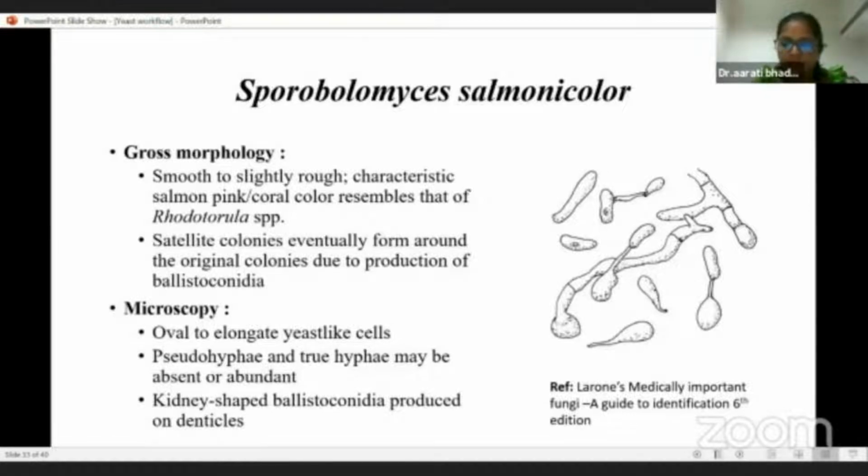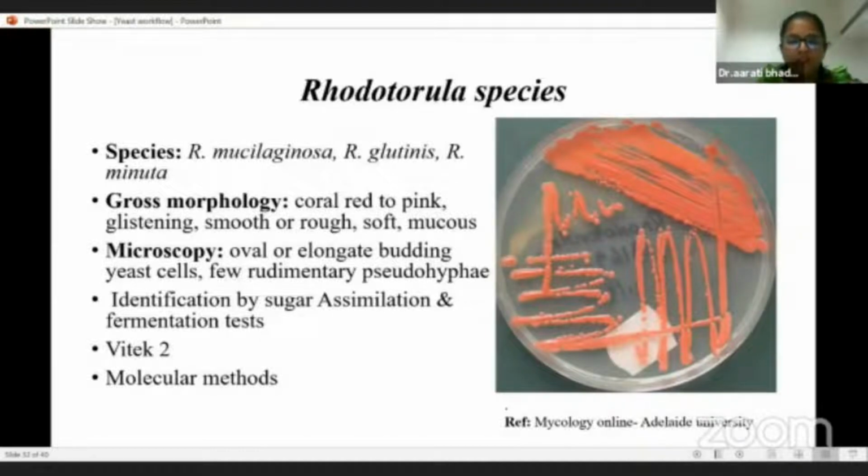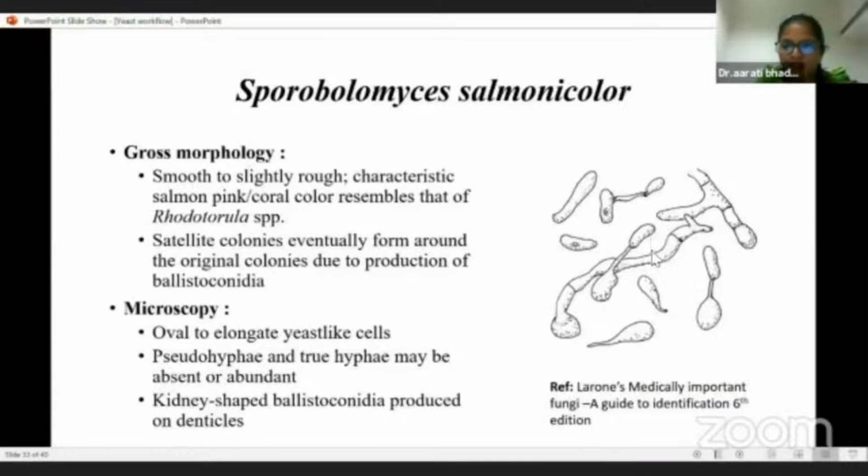So if this type of colony has come, if it is budding cells, then it is going towards Rhodotorula. But if it is giving rough structures like this, having true hyphae, pseudohyphae with ballistoconidia on denticles, then it will go towards Sporobolomyces salmonicolor. So to identify this species, on the cornmeal agar, we have to inoculate these colonies, and on the opposite side of the cornmeal agar, we have to put another cornmeal agar plate. So they will be attached to each other, and we have to keep them in the incubator.